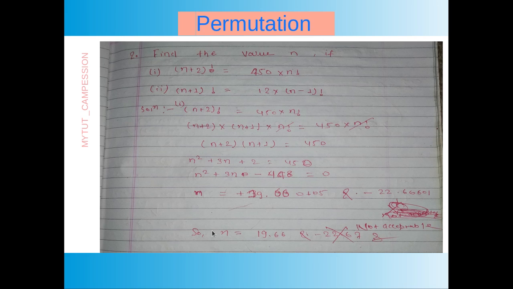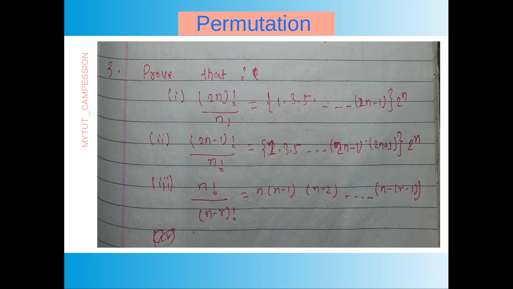Now you can solve also this way. Second question: here in the second question, n plus 1 factorial deduct up to n minus 1 factorial. Then you can solve it.